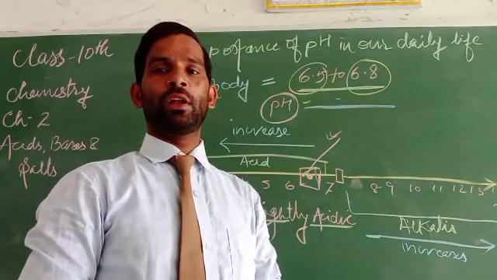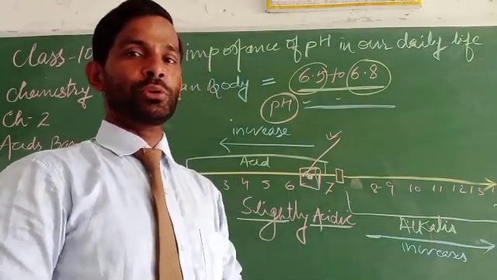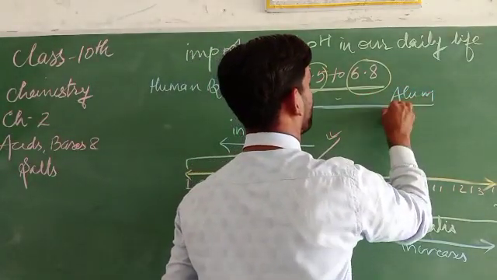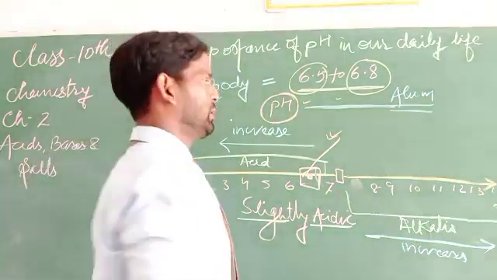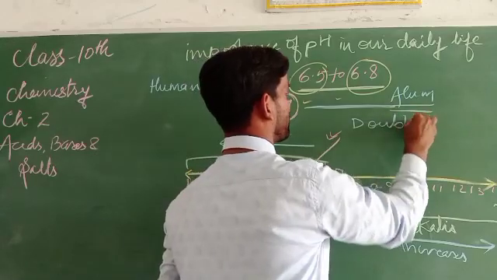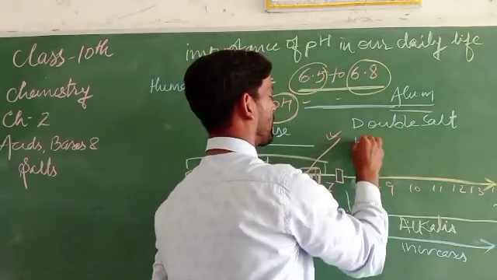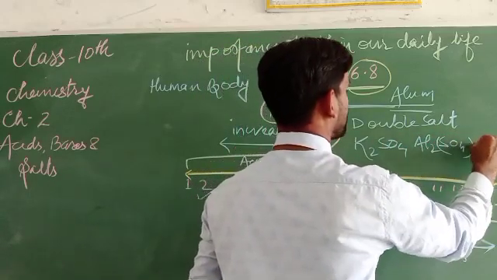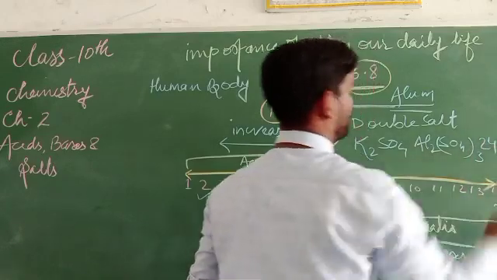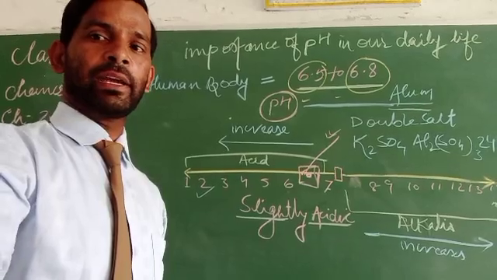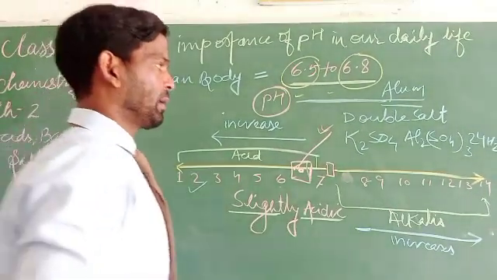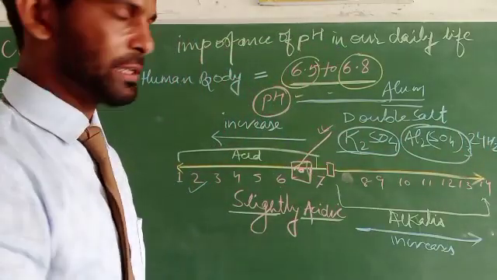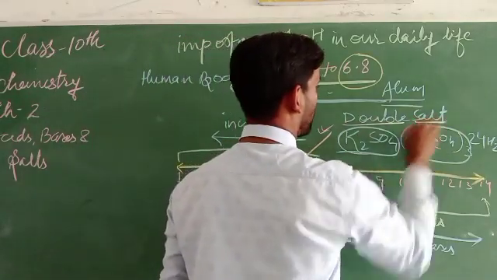So to stop the loss or wastage of blood, we can use alum. Alum is a double salt, like Al2(SO4)3 into 24 H2O, which indicates that two types of salt are present. That is why it is called a double salt.